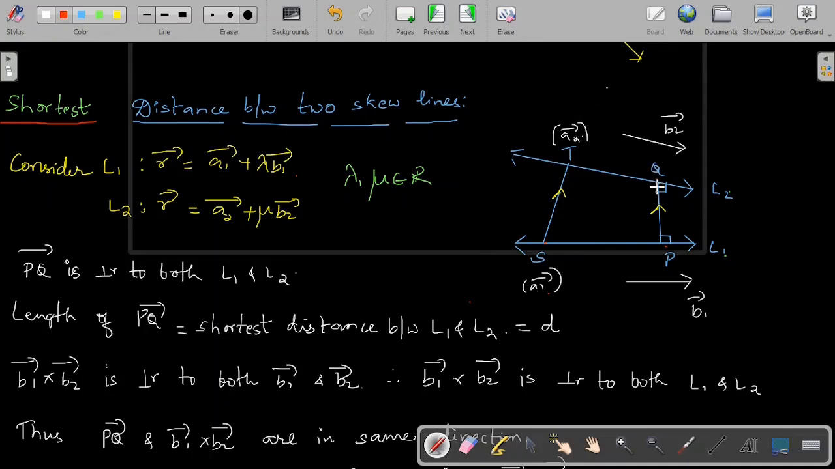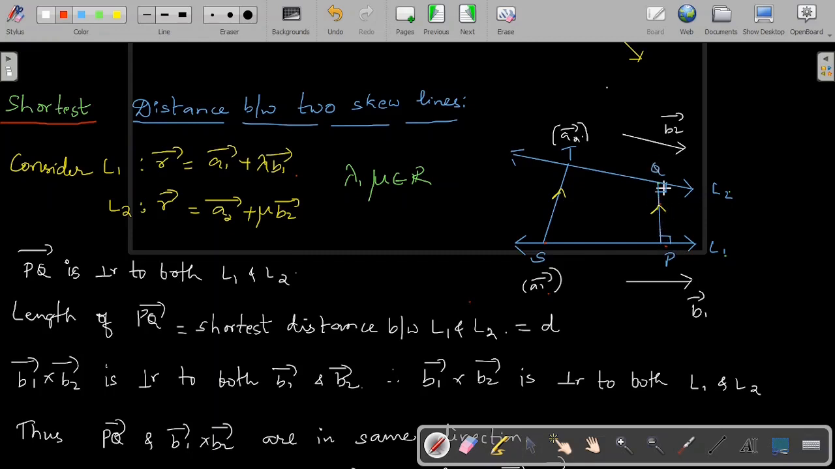Now you have to join two points which are on the two lines in such a way that the line is perpendicular to both L1 and L2. This is the line segment which gives you the shortest distance between the two lines L1 and L2. Actually it is perpendicular to the screen.